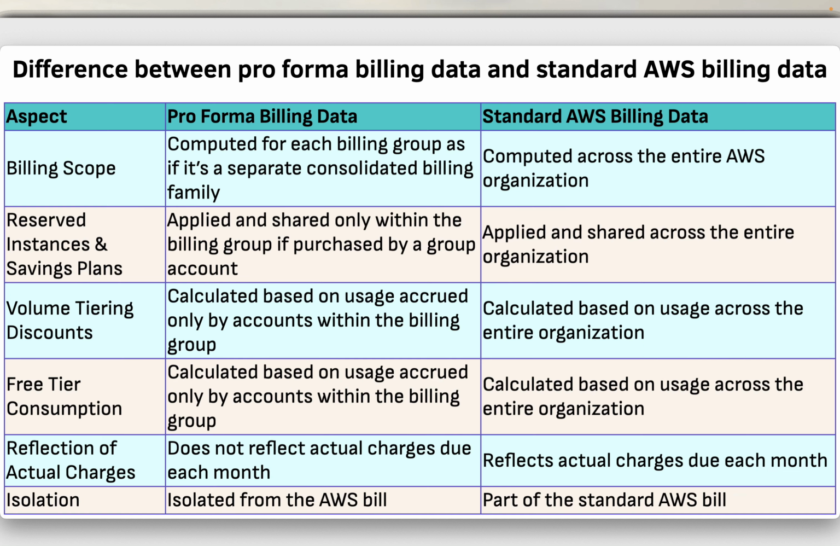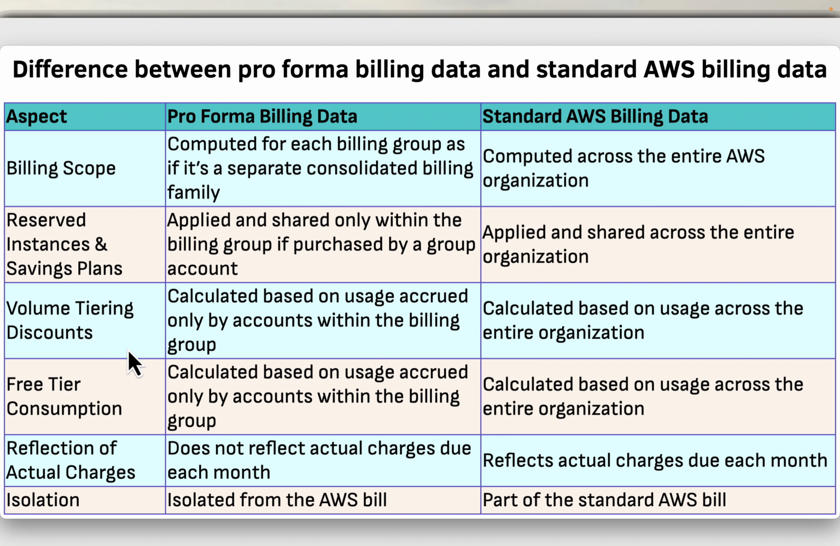Okay, now the difference between the pro forma bill and standard AWS billing data. Billing scope: pro forma is computed for each billing group as if it's a separate consolidated billing family, while standard AWS billing data is computed across the entire AWS organization. Reserved instances and savings plans are applied and shared only within the billing group if purchased by a group account. For standard billing, this is applied and shared across the entire organization.